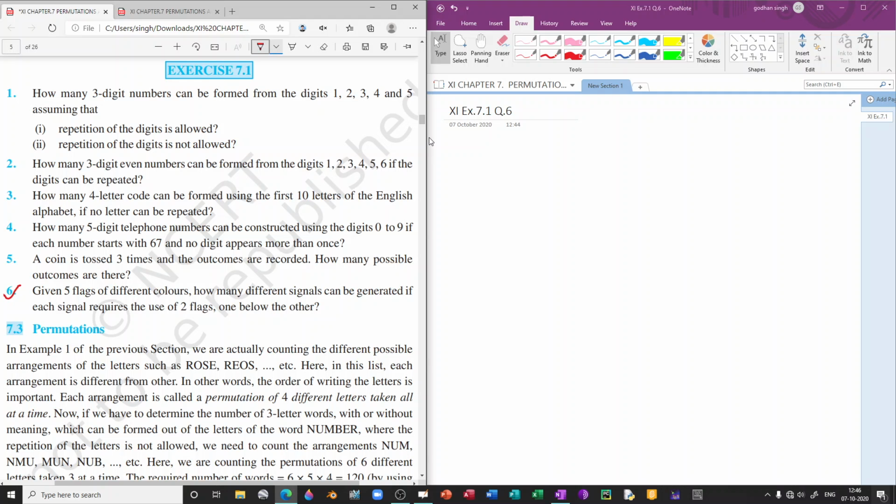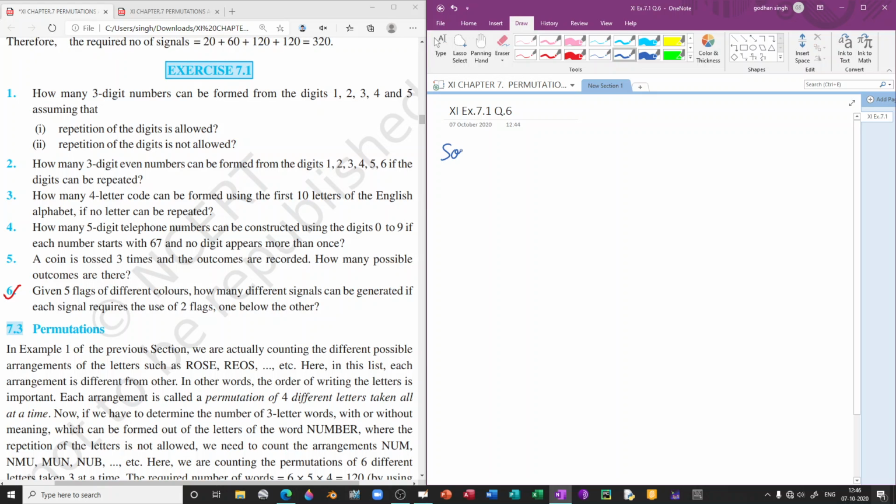Question number 6. Given 5 flags of different colors, how many different signals can be generated if each signal requires the use of 2 flags, one below the other? So solving question number 6, solution 6. Here to generate the signal we require 2 flags. So let the signal be of the form x1 x2. So we have to fill both x1 and x2. Now we have 5 flags of different colors.